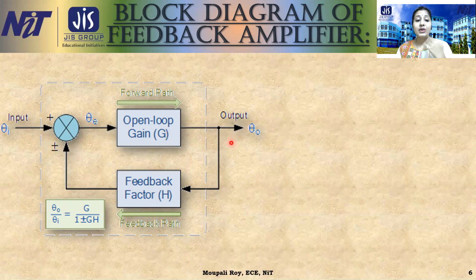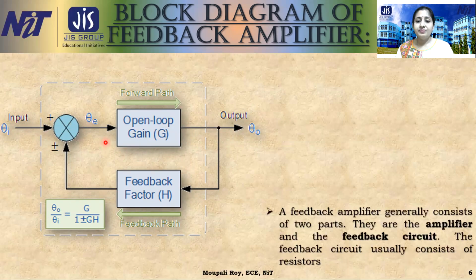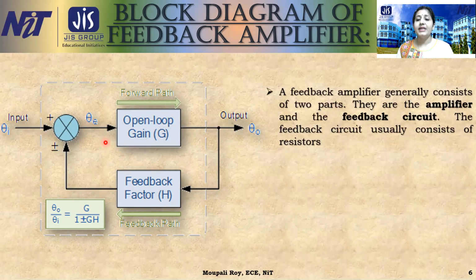When we are calculating the gain without feedback, theta 0 by theta I is equal to G, whatever gain we are giving there. But when we are considering the closed loop system, then we have to calculate with the feedback factor along with the open loop one. A feedback amplifier generally consists of two parts: the amplifier and the feedback circuit.